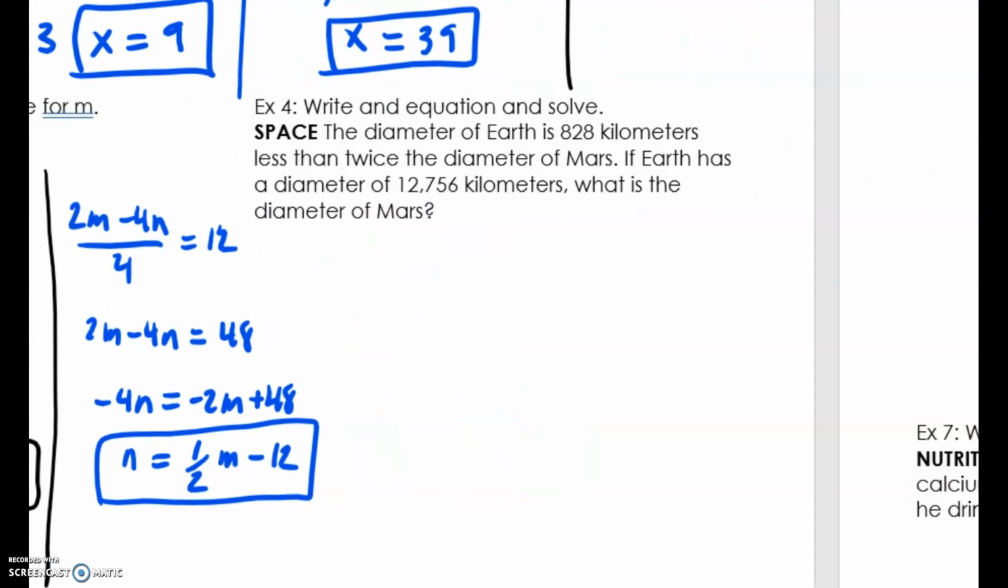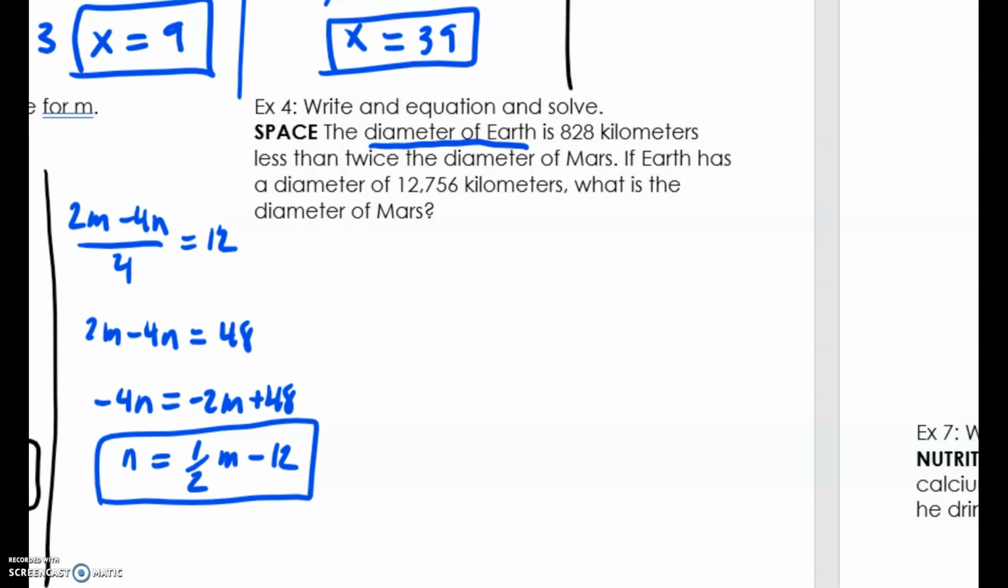Example 4. Write an equation and solve. The diameter of Earth is 828 kilometers less than twice the diameter of Mars. If Earth has a diameter of 12,756 kilometers, what is the diameter of Mars? We're going to start off by writing an equation that represents our situation. So, the diameter of Earth.